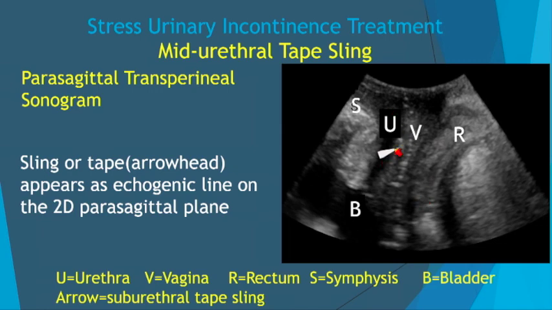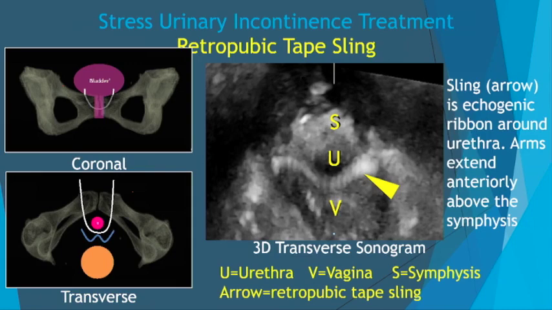And between the urethra and the vagina, you see there's a short echogenic line. And that is a suburethral sling. And as I said, both types of slings look the same on the parasagittal view. So that's why the 3D image is so critical. Without the 3D image, you don't know what kind of sling you're looking at.